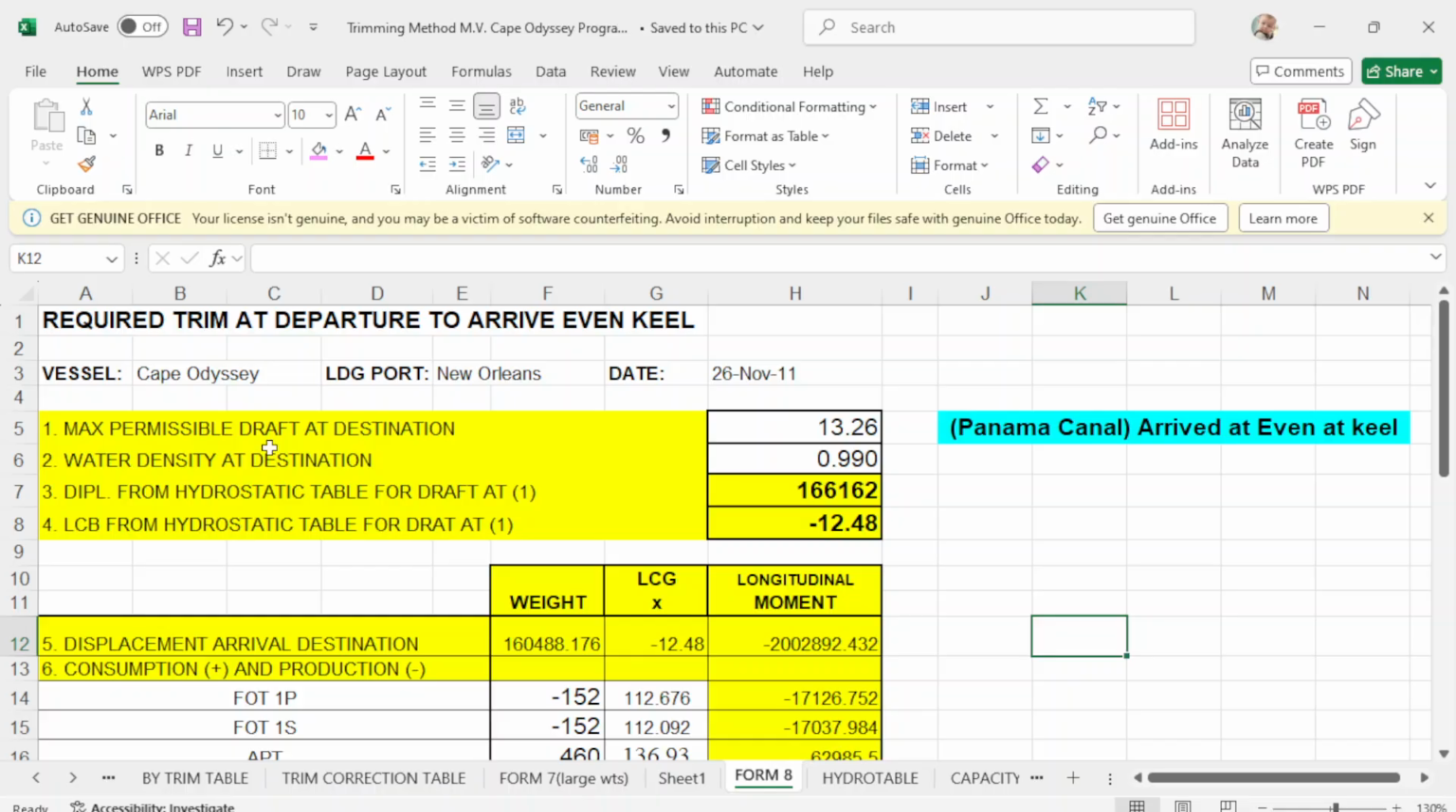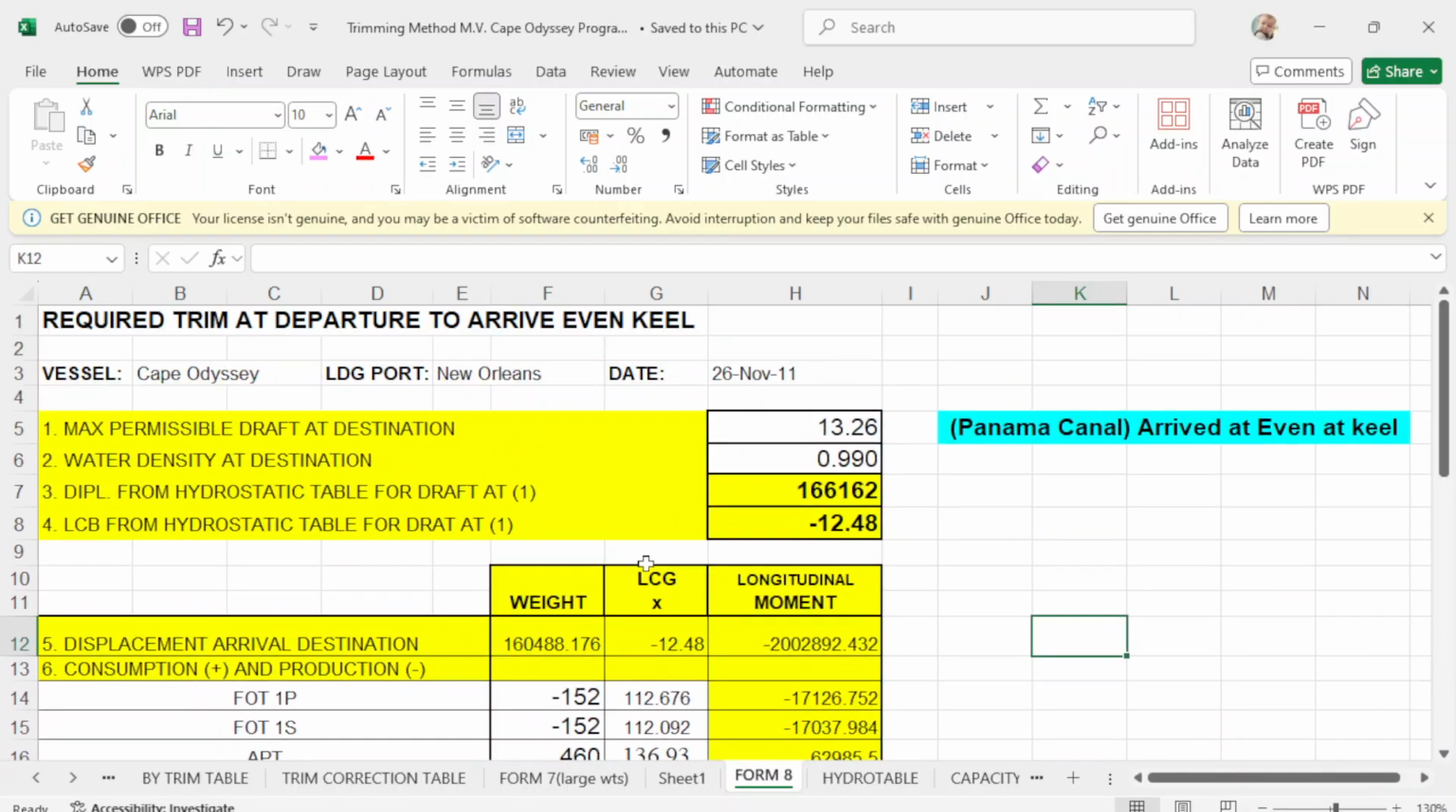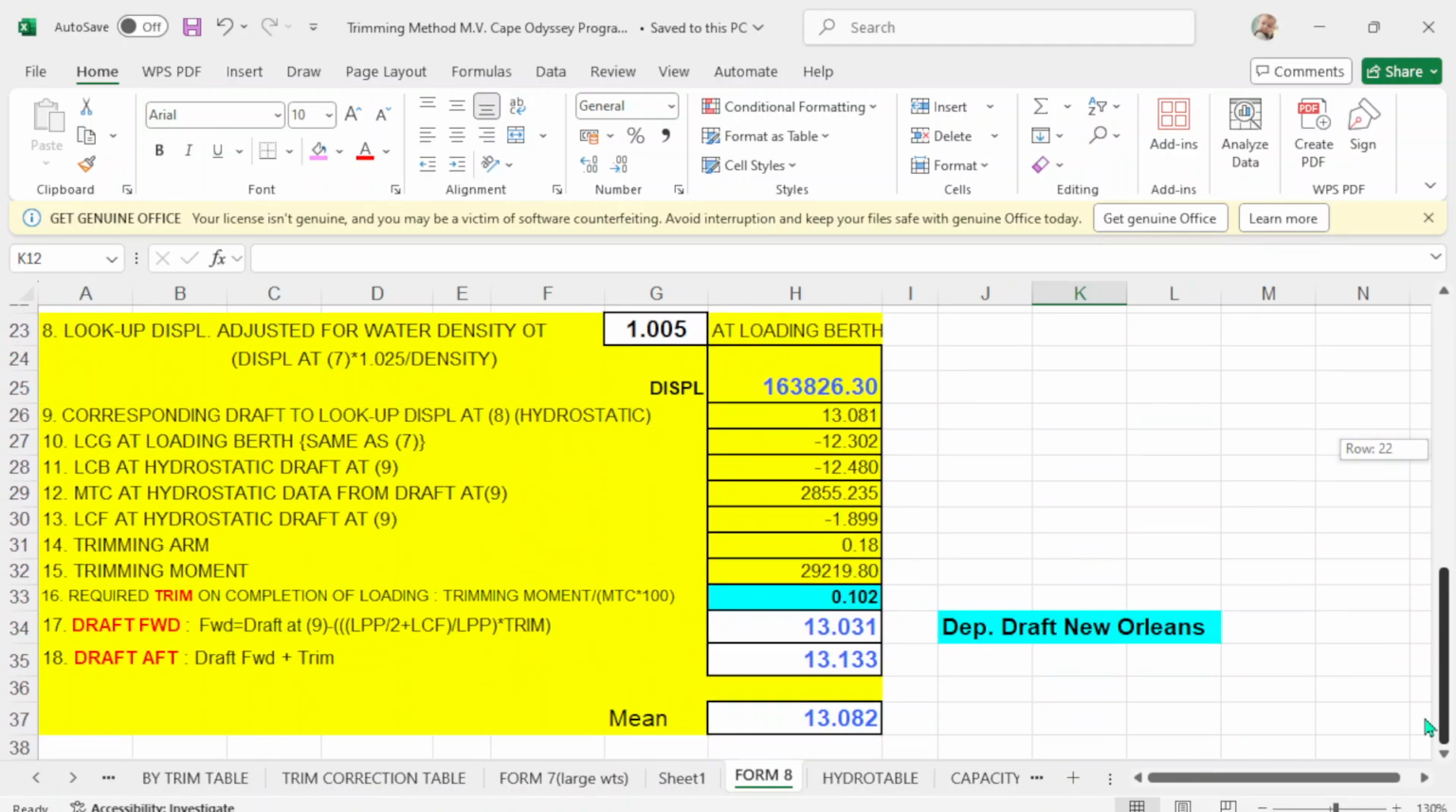This is the program which says required trim at departure to arrive even keel. These are the procedures, and I put here a comment about Panama Canal to arrive at even keel, and this will be your departure draft when you finish loading in New Orleans. Then just follow this procedure here from 1 to 4 until we reach 18. That will be the final draft.